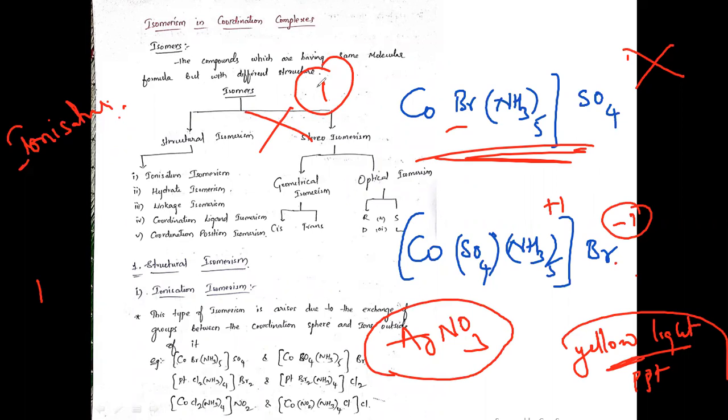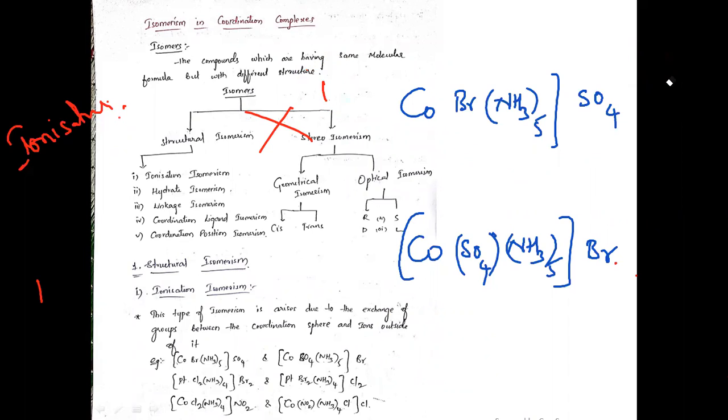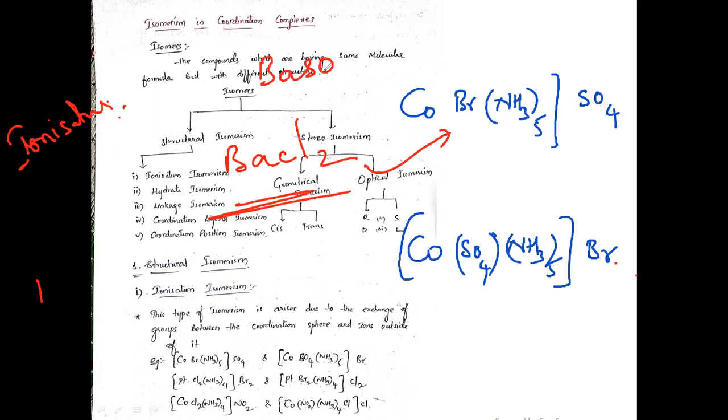And what about the other? I will take another example. I will take a different reagent, not AgNO3. So what is actually the different reagent? Simply, I will take barium chloride, BaCl2. When BaCl2 reacts with these two complexes, it can easily react with this first complex and produce barium sulfate, which is a white precipitate. It will produce a white precipitate here.